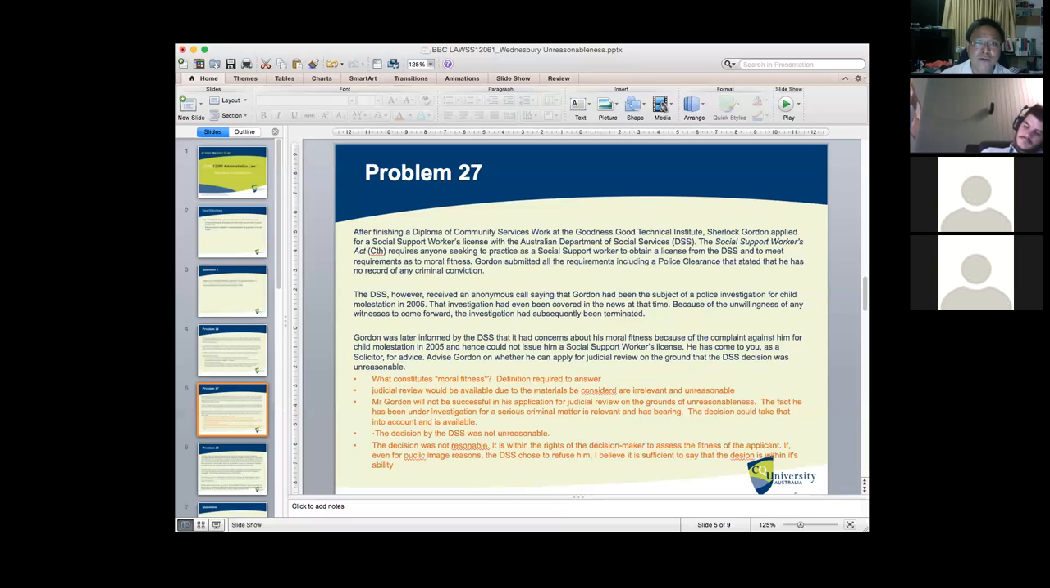And that's when you begin to determine whether common law review, judicial review can be available, or whether I can have this reviewed by the courts on the basis of the ADJR Act.